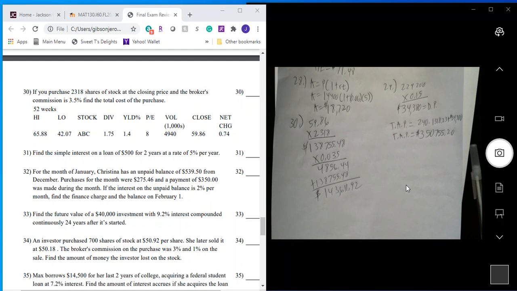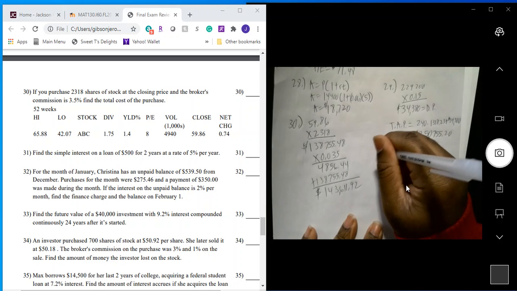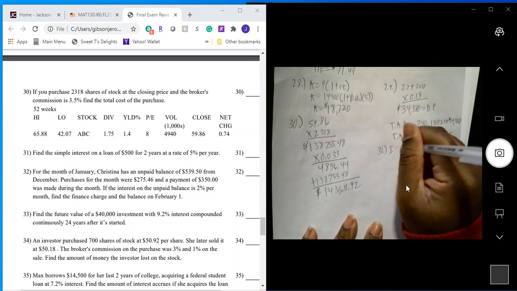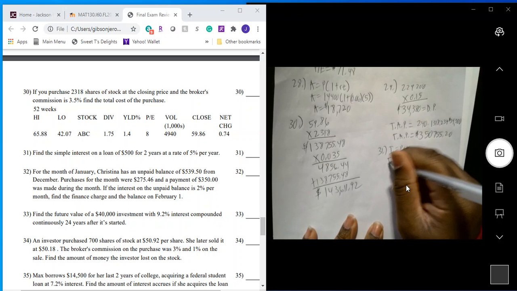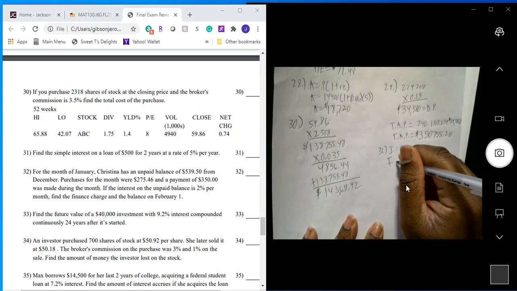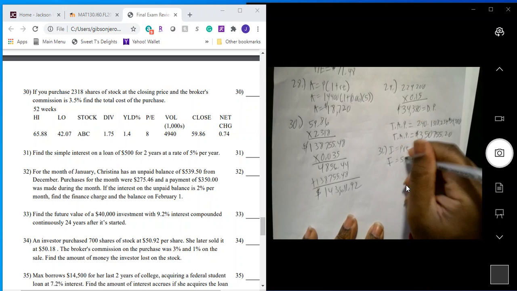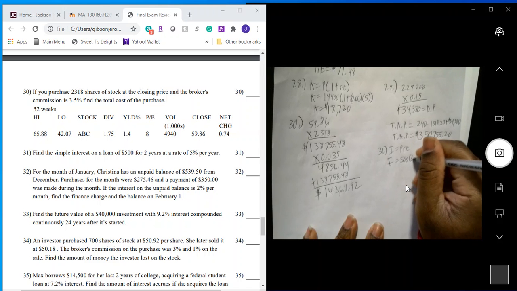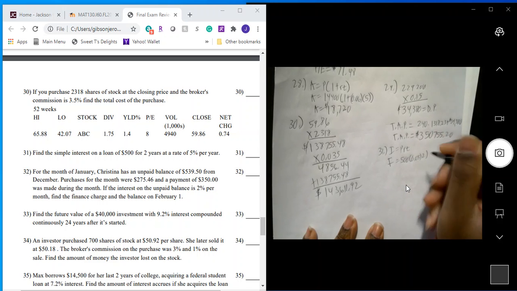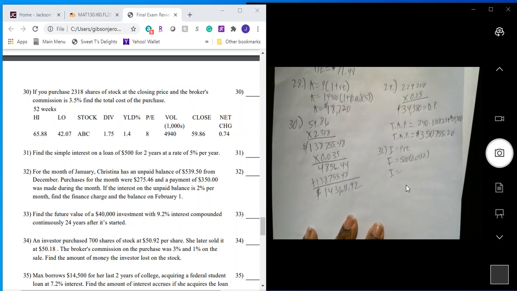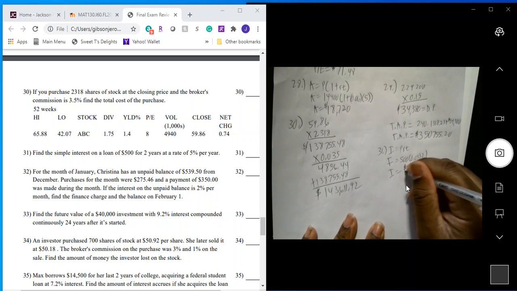Okay, now 31, find the simple interest on a loan of $500 for 2 years at a rate of 5% per year. So we have interest is equal to principal times rate times time. The principal is $500, the rate is 5%, and it's 2 years. So the interest here would actually be $50.